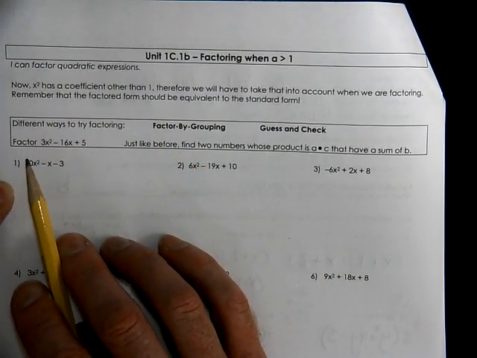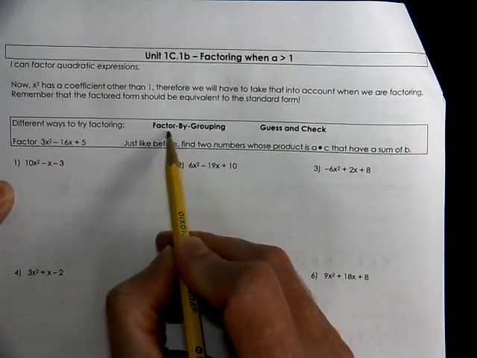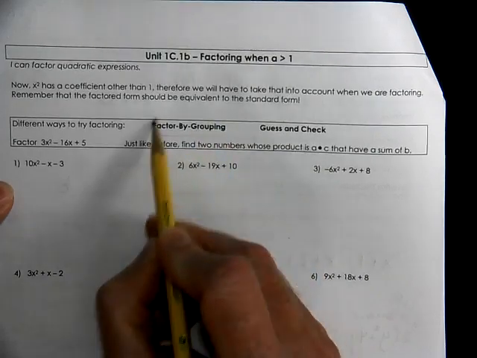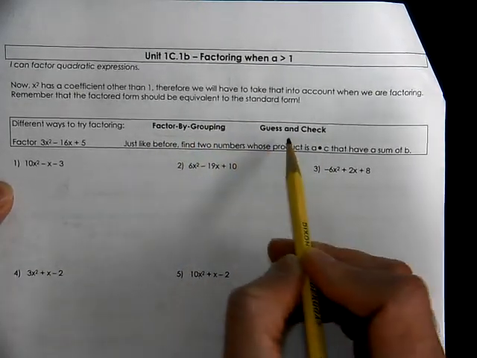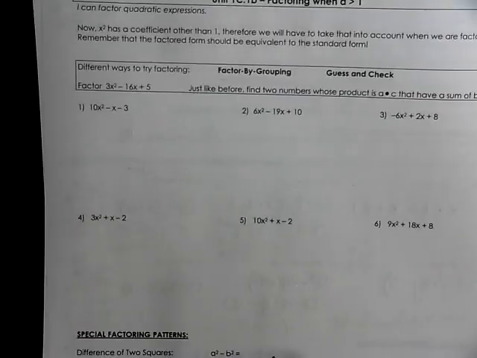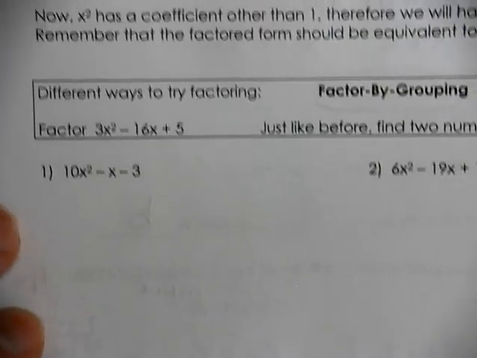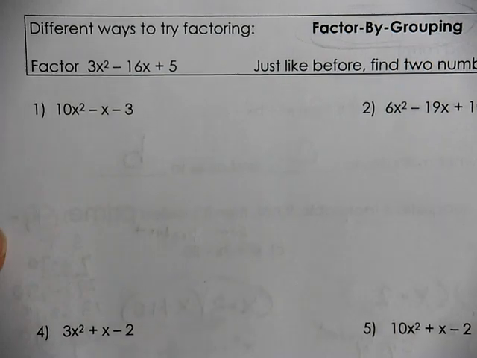This value in front, we can't ignore it. So we're going to use two methods. The main method I'm going to show you is factor by grouping. We'll also discuss a little bit of guess and check on a particular one that works well. So we're going to come down. We talked about a sum and product table in the past, and I'm going to use that.